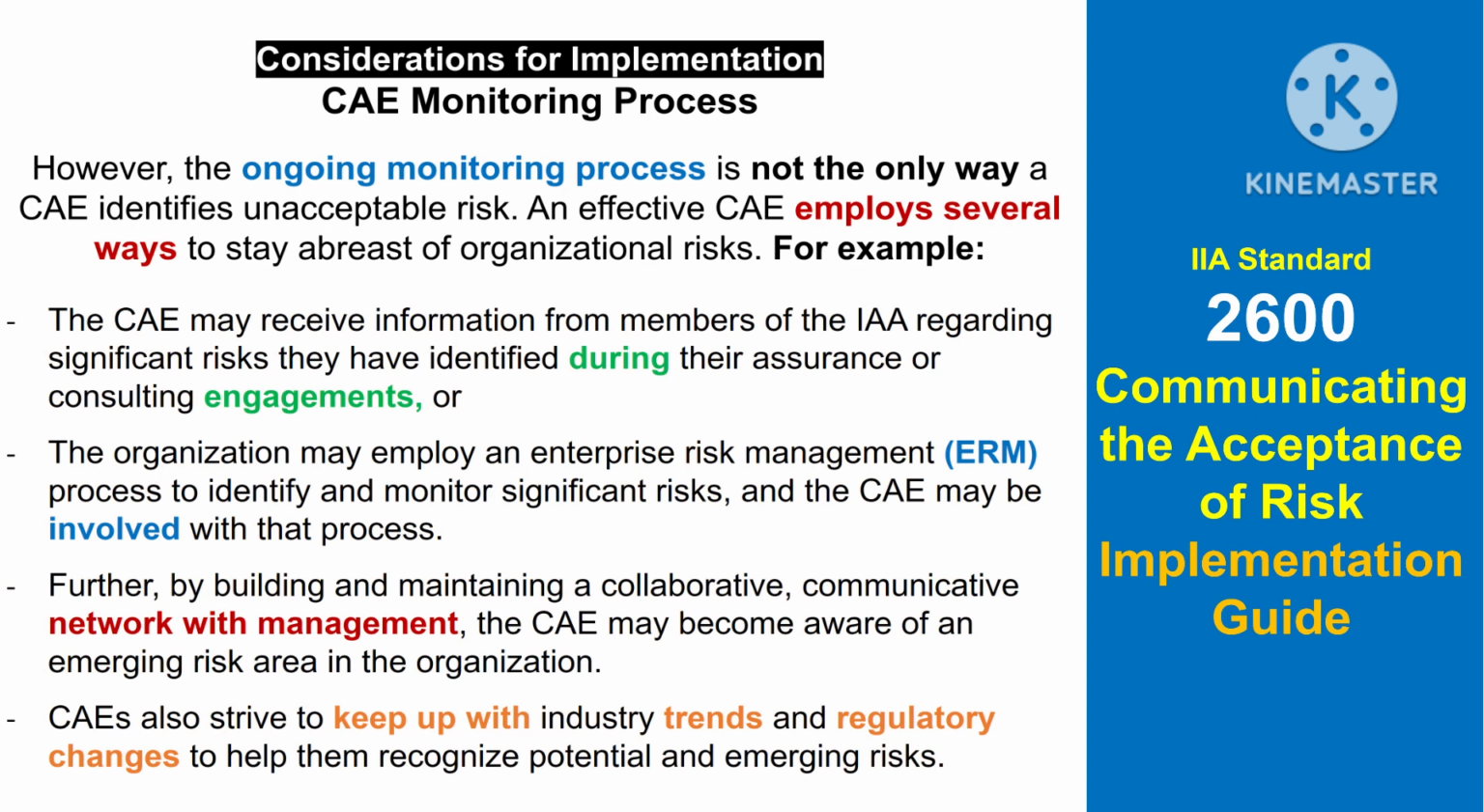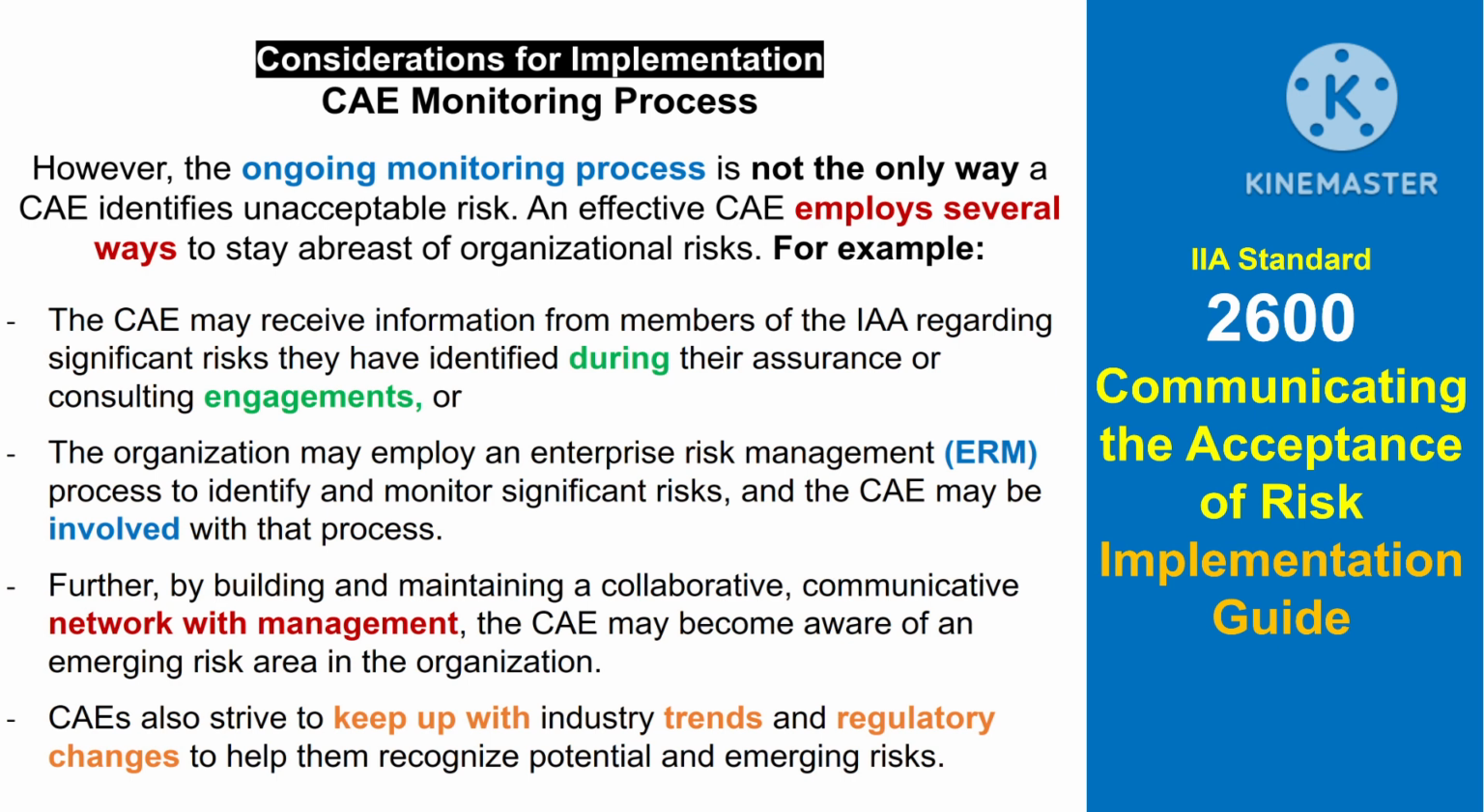An effective CAE employs several ways to stay abreast of organizational risk. For example, the chief audit executive may receive information from members of the internal audit activity regarding significant risk they have identified during their assurance or consulting engagements. Or the organization may employ an enterprise risk management process to identify and monitor significant risk, and the chief audit executive may be involved with that process.